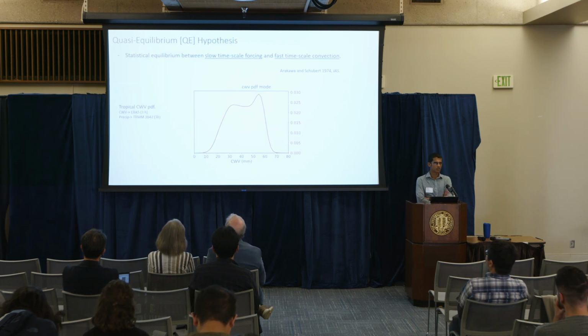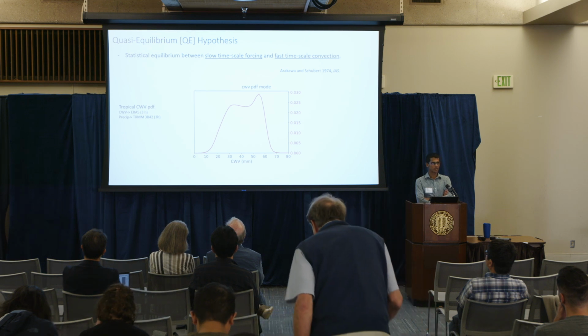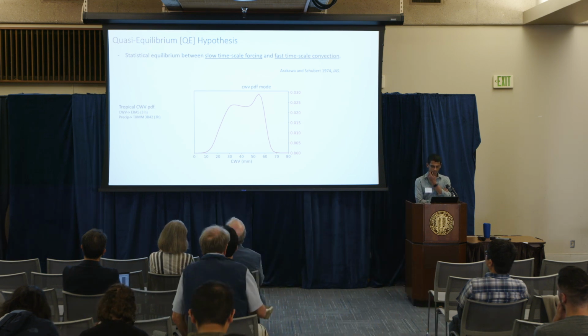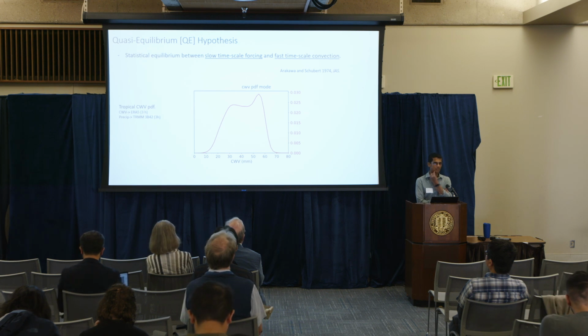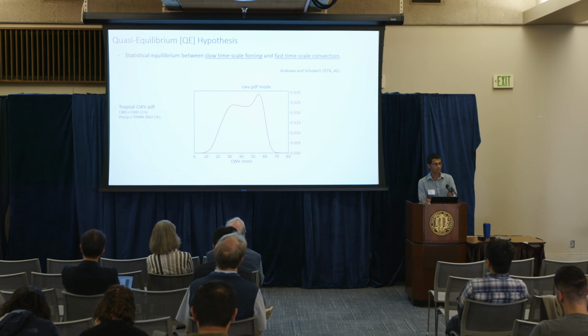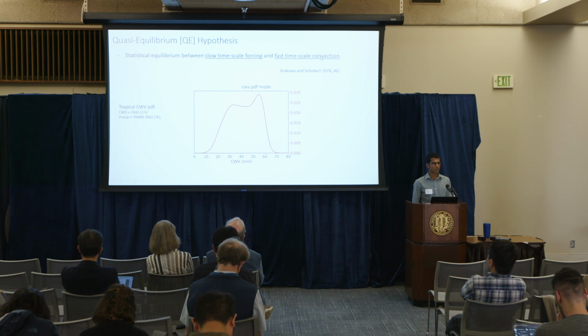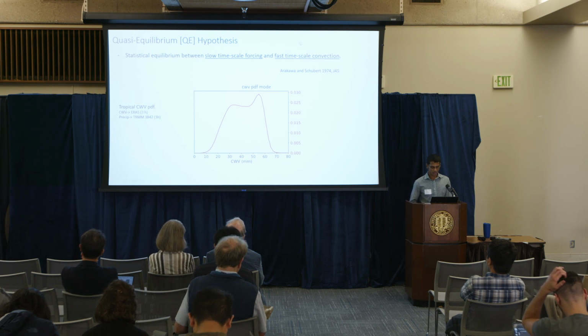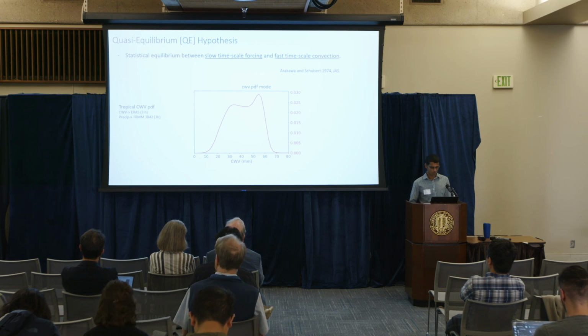This is where Arakawa and Schubert's quasi-equilibrium, or QE, hypothesis comes into play. A lot has been said about this hypothesis, but the one-line gist is that it posits a statistical equilibrium between a slow forcing and a fast time scale consumption of whatever the forcing is supplying. Here that consumption is convection. The time scale separation and the supply-demand properties of this interaction give you an equilibrium. You can see this even in data, just using water vapor and precipitation data.